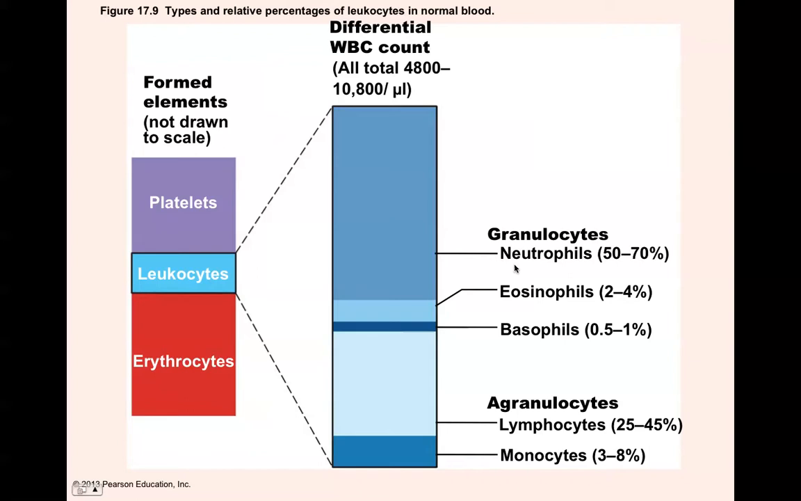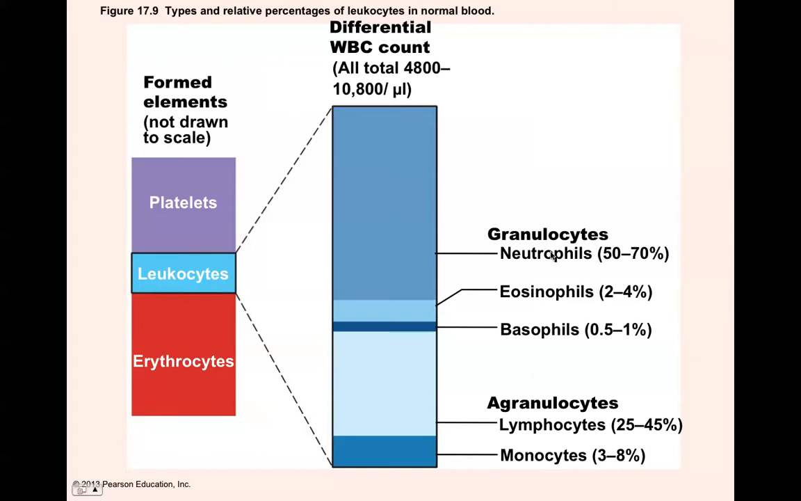The most plentiful white blood cell would be the neutrophil, generally forming 50 to 70% of the total count of your white blood cells. Eosinophils and basophils make up a very small proportion normally. Agranulocytes, lymphocytes and monocytes, are the agranulocytes. The lymphocytes are the second most common. If you look at these percentages, that should conform with "never let monkeys eat bananas."